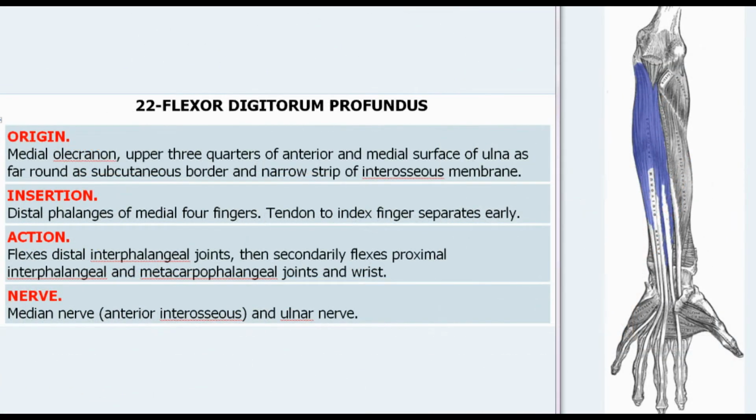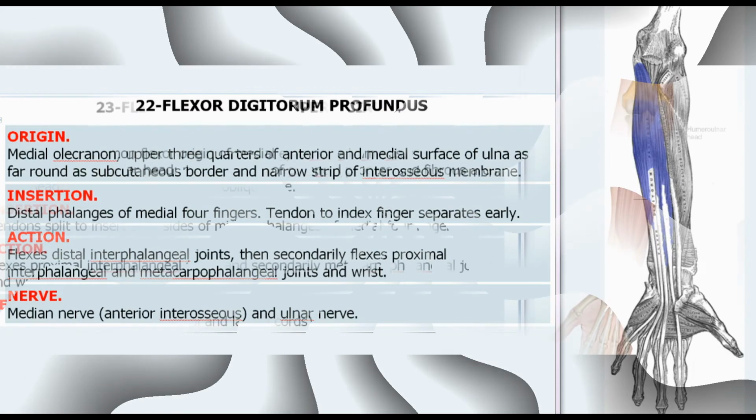22. Flexor digitorum profundus. Origin. Medial olecranon, upper 3/4 of anterior and medial surface of ulna as far round as subcutaneous border and narrow strip of interosseous membrane. Insertion. Distal phalanges of medial four fingers. Tendon to index finger separates early. Action. Flexes distal interphalangeal joints, then secondarily flexes proximal interphalangeal and metacarpophalangeal joints and wrist. Nerve. Median nerve, anterior interosseous, and ulnar nerve.